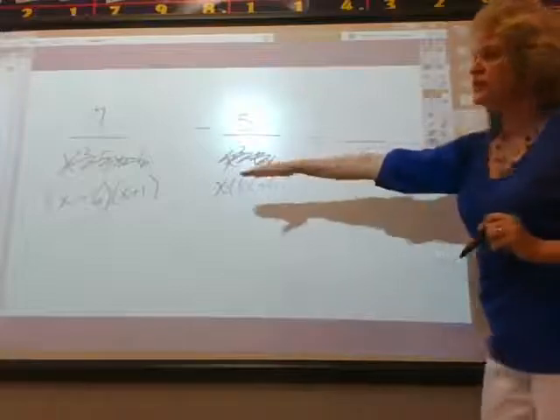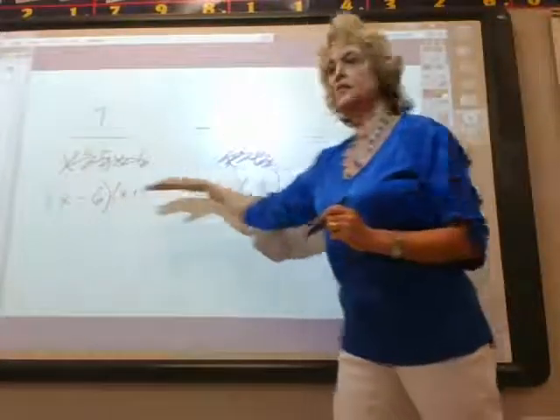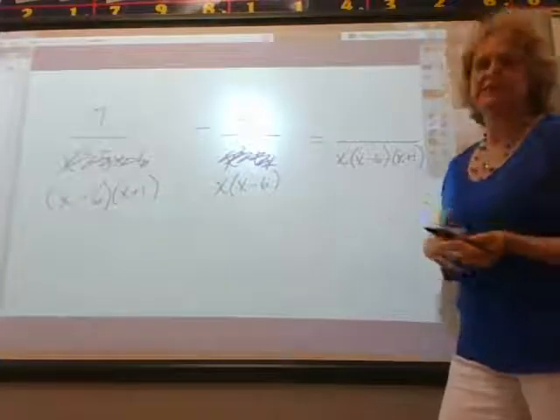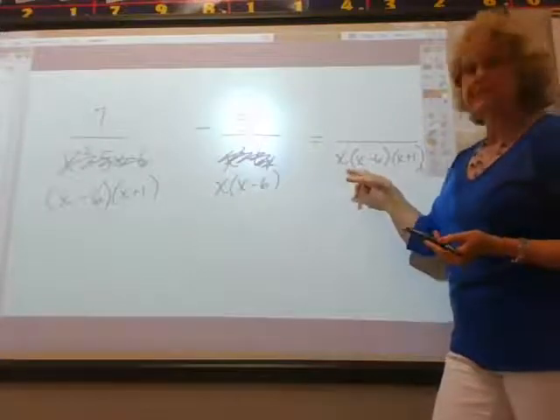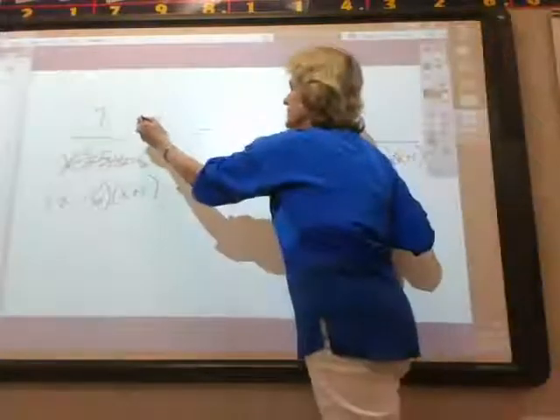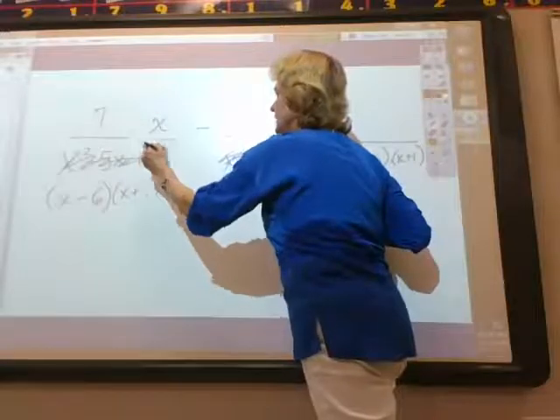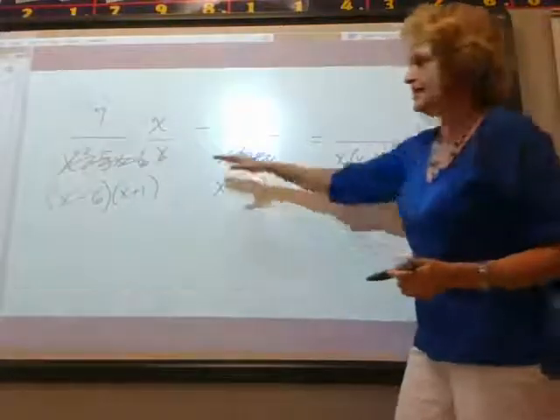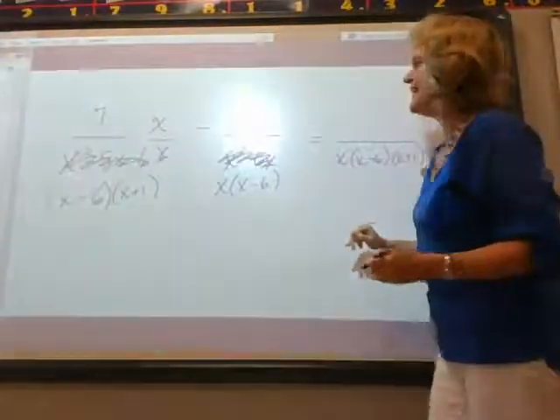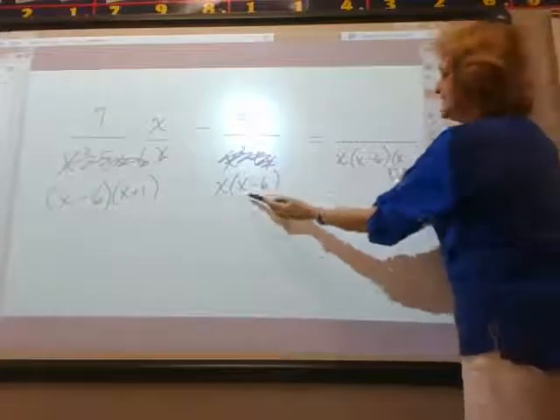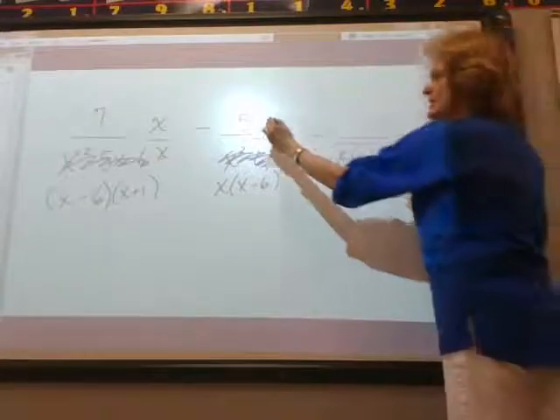So the first term, what is it missing from the LCM? Literally, you have to ask yourself this, okay? It's missing an x, isn't it? So I'm going to multiply by x over x. Okay, that x is down here, okay? And this is missing the x plus 1.